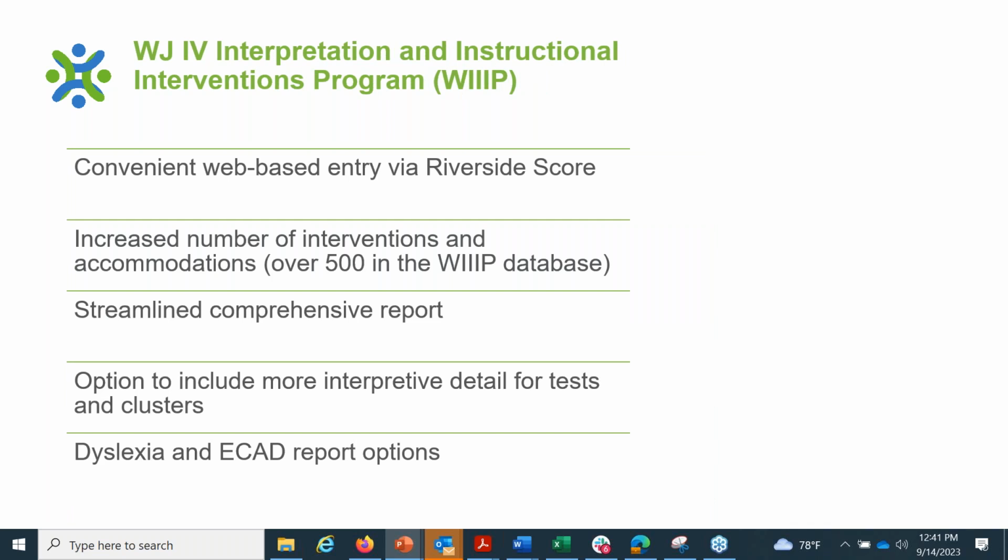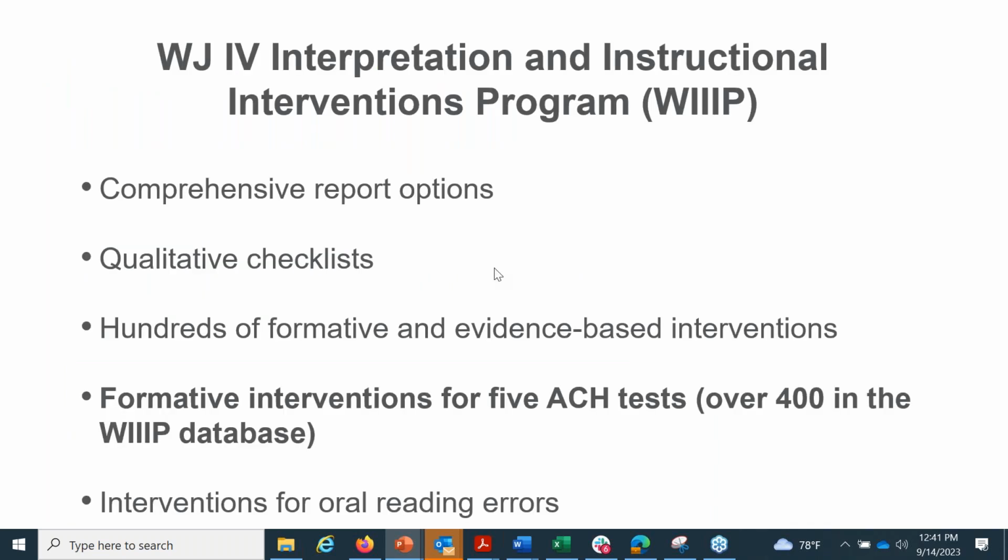What I want to focus on today with regards to the WIP is something that many of you might not be aware of as being available, and that is the formative interventions that are available for 5 of the achievement tests. Those 5 achievement tests have over 400 formative interventions that are included in the database. They also have interventions in there for oral reading errors.